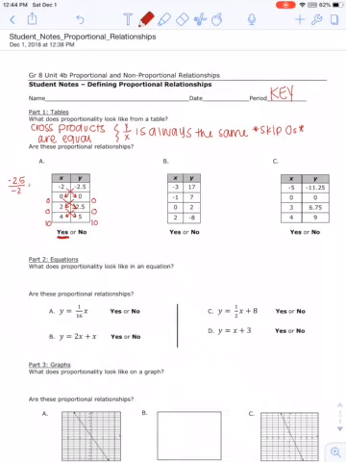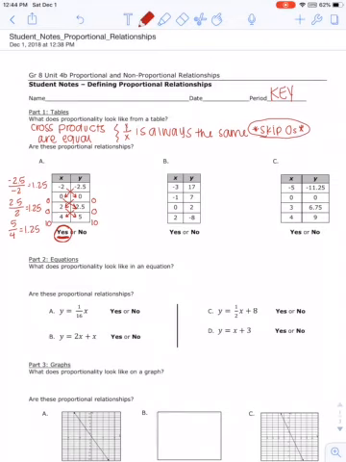I get positive 1 25/100. I skip the zeros, and then I'm going to do 2 5/10 divided by 2, and I still get 1 25/100. Now let's try 5 over 4. Look at that, I still get 1 25/100. Because my cross products are all equal, and my y over x is always the same, we are going to say yes, this is a proportional relationship.